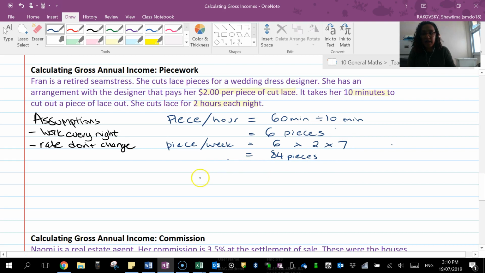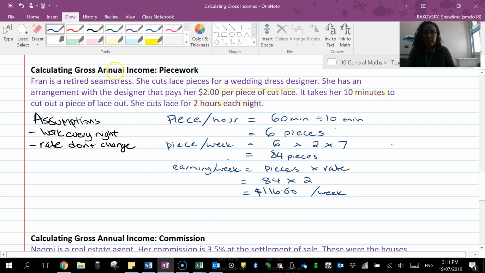Okay, so she's doing 84 pieces, and then the money earned, so earnings per week is going to be the number of pieces times the rate, and that's going to be 84 times 2, and that gives us a value of $168 dollars per week. So that's how much money she's making per week.